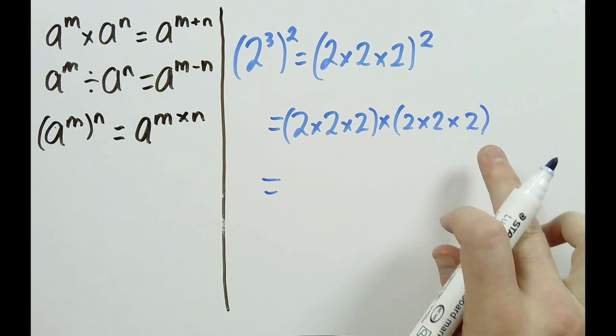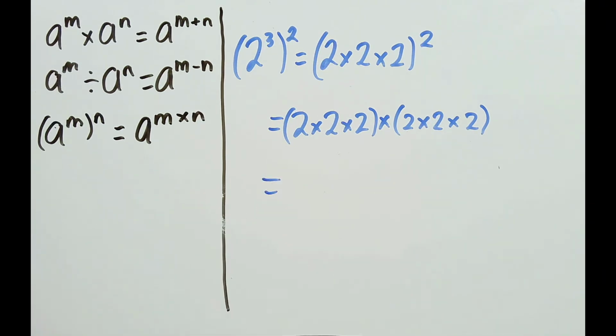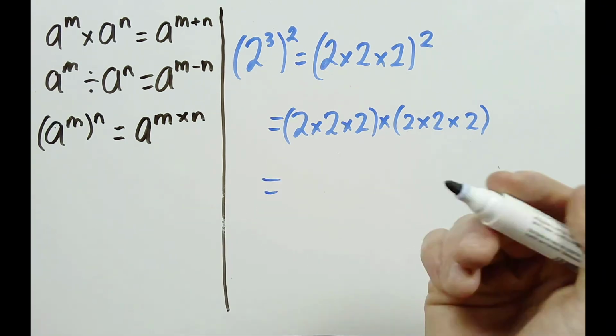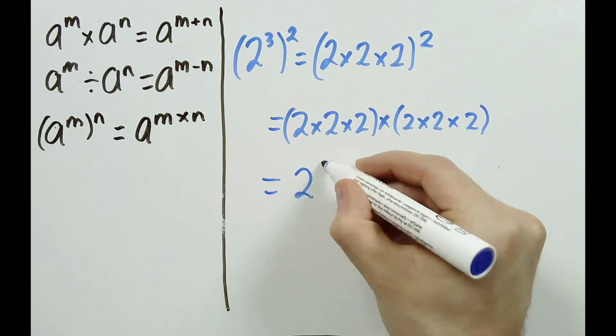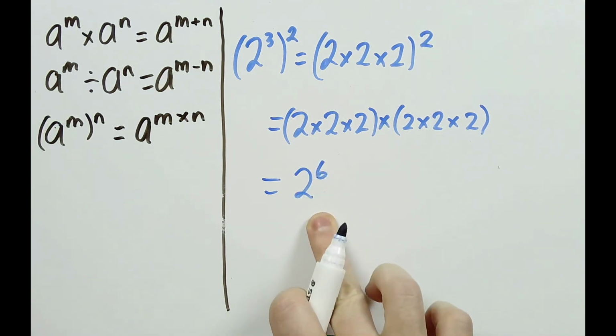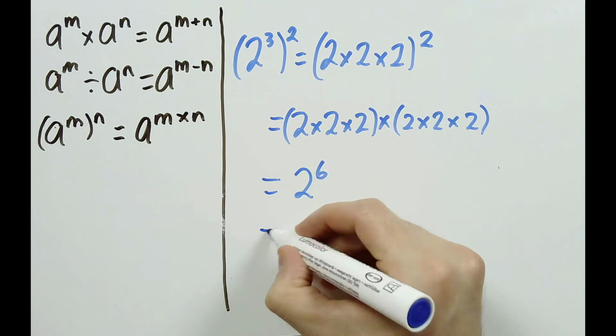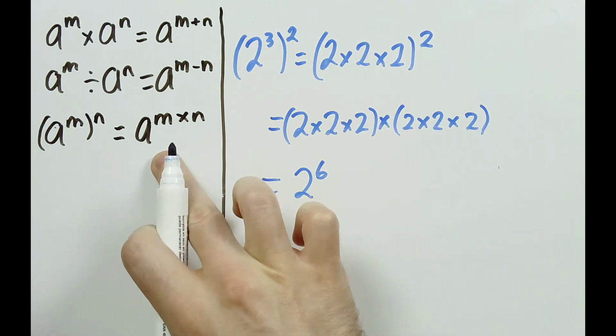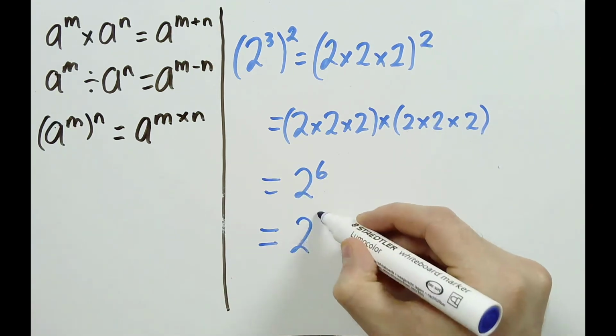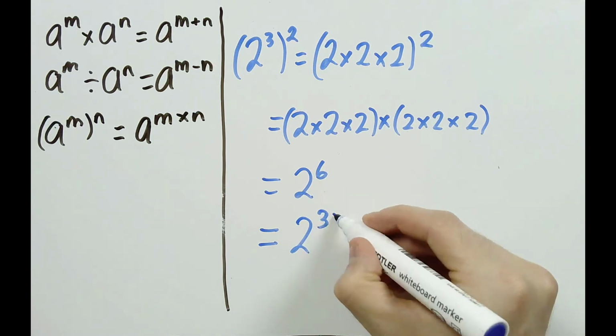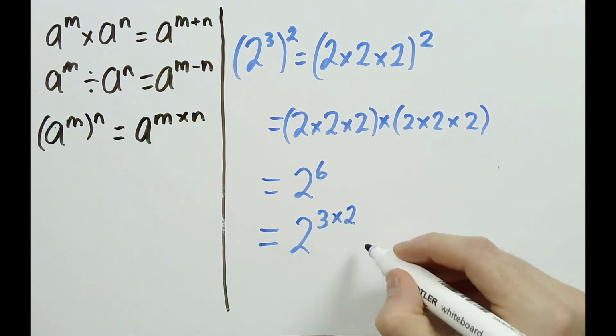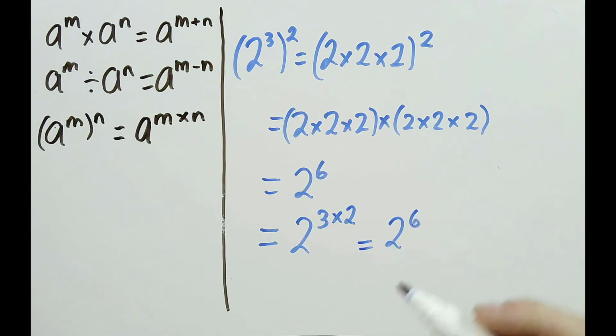And you can quickly see where this comes from, that this is the same thing, if we were to get rid of the parentheses, as 2 times 2 times 2 times 2 times 2 times 2, which is 2 to the power of 6, as we would have seen previously as well. And from our index law, that's the same thing as 2 to the power of 3 times 2 equals 2 to the power of 6. So that's where that one comes from.